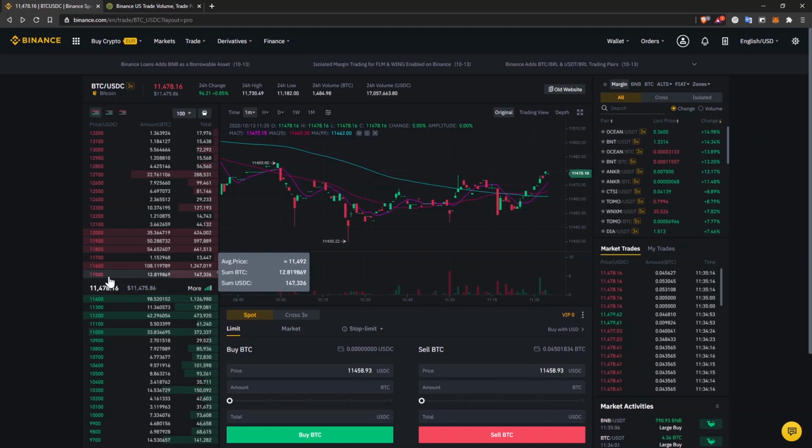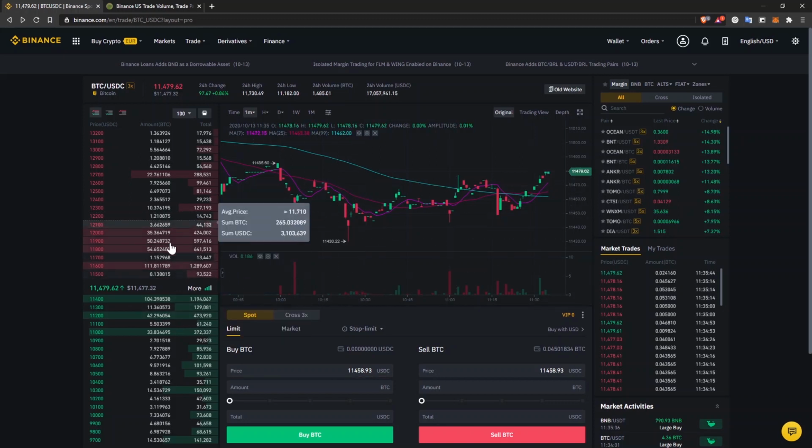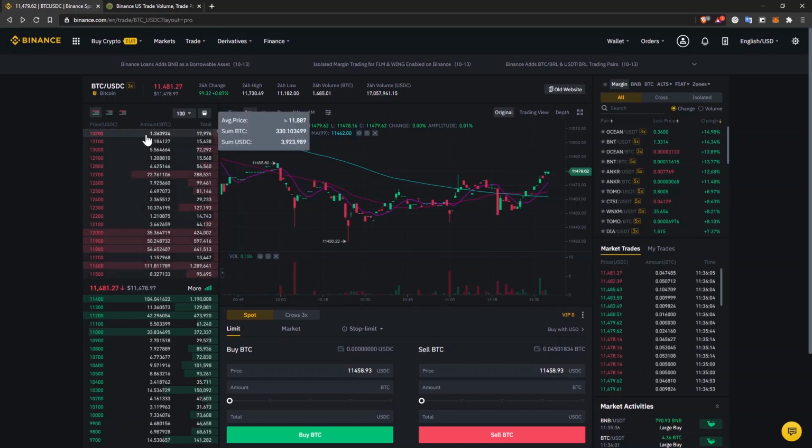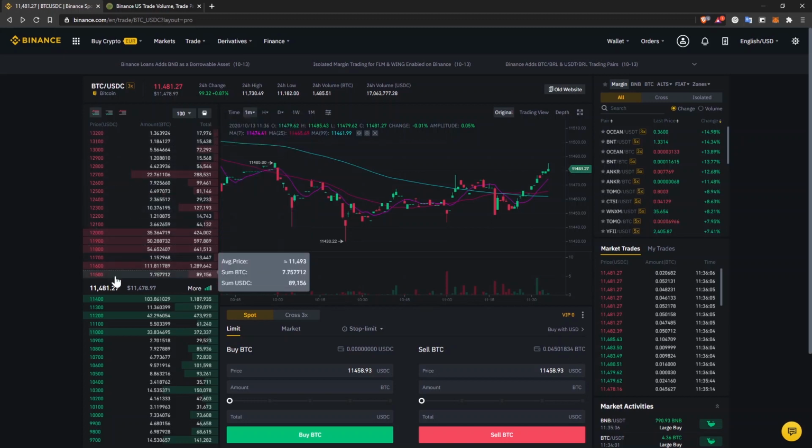If you want to buy 1000 bitcoin at $11,500, it won't be possible because only 12 bitcoin are available at that price. So if you place a market order on this platform for 1000 bitcoin, you'll have to fill all these orders and you still won't get 1000 bitcoin because there are not 1000 bitcoin available here. Of course, they are available, only up to this value is displayed.